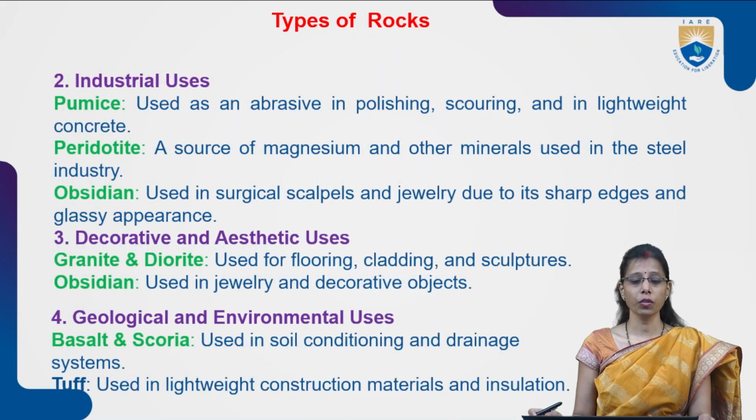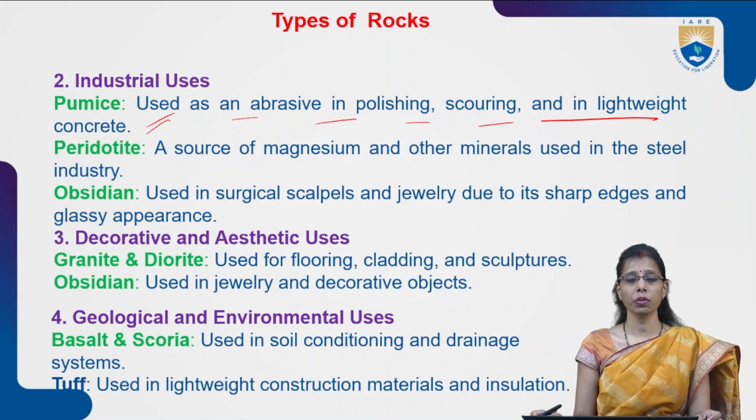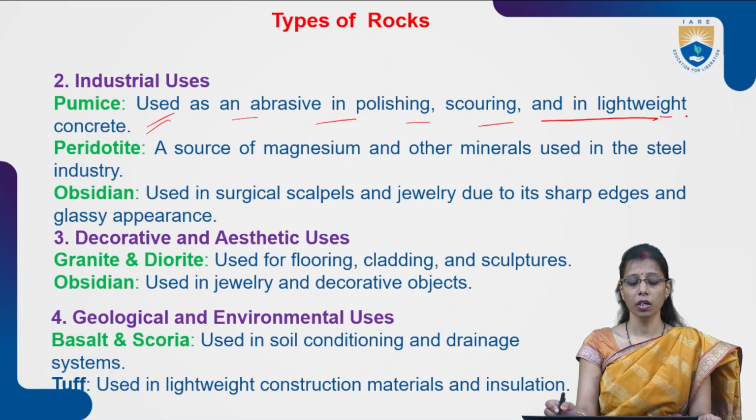Next, coming to the industrial uses. Pumice is used as an abrasive in polishing, scouring, and in lightweight concrete. Pumice is a kind of rock we can use for abrasive purposes, for polishing, for scouring, and also in lightweight concrete. Peridotite is a source of magnesium and other materials used in the steel industry. Obsidian is used in surgical scalpels and jewelry due to its sharp edges and glassy appearance.